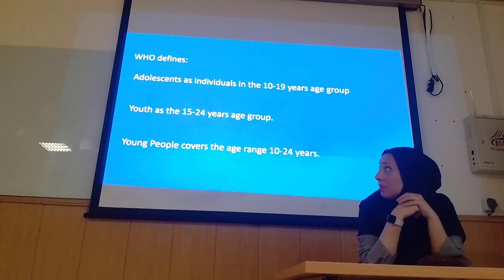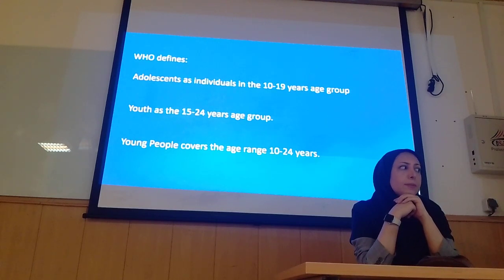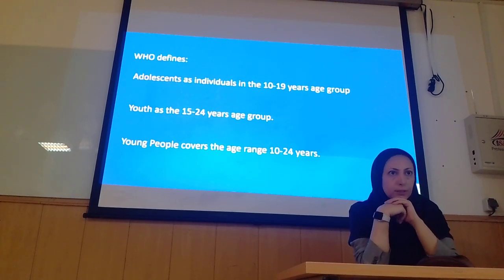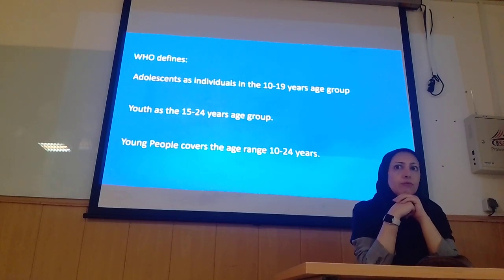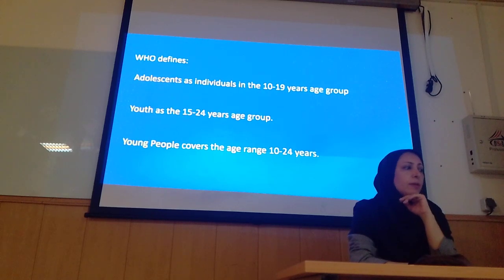As you can see in this slide, WHO defines adolescents, youth, and young people in three groups. Adolescents are individuals in the 10 to 19 years age group. Youth is 15 to 24, and young people covers the age range 10 to 24. And we have subclasses.